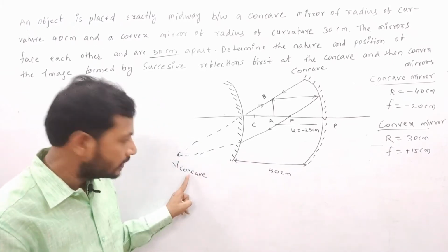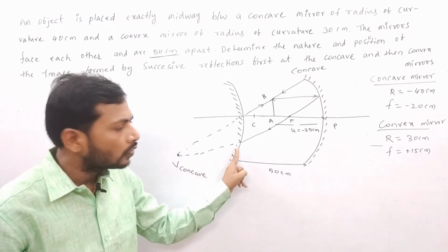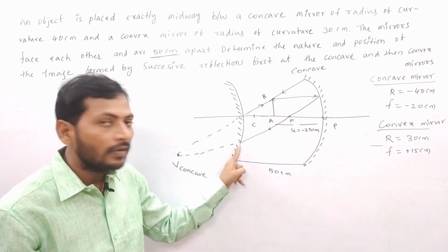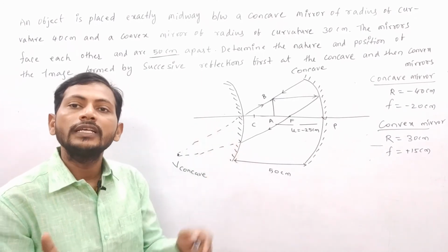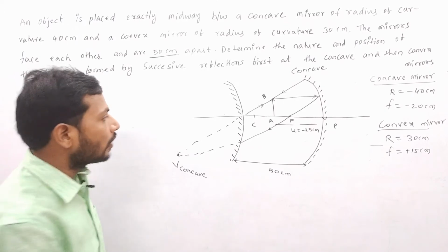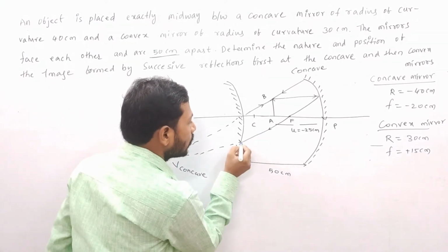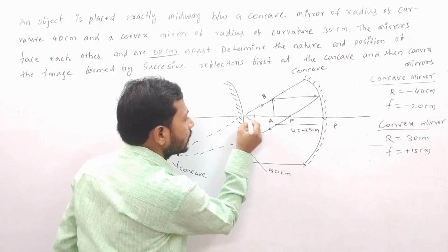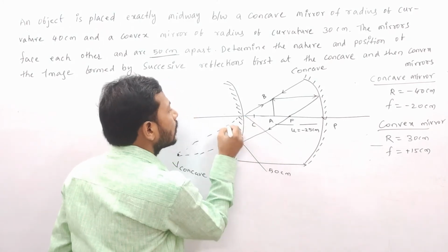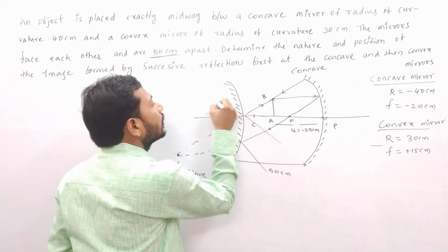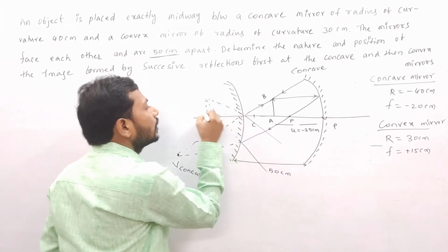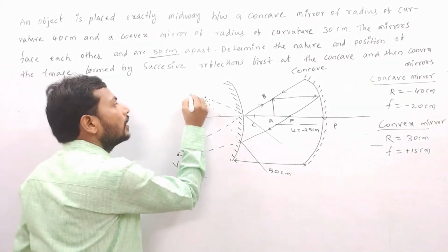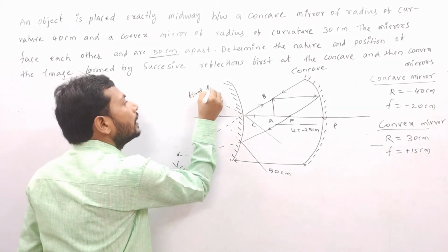Again, you have to take this as the object distance and find the distance of the image by the convex mirror; that is the final image. Now if these two rays get reflected like this, and this one also gets reflected like this, they are going to meet at one location and give one image. Then I am going to call this the final image.